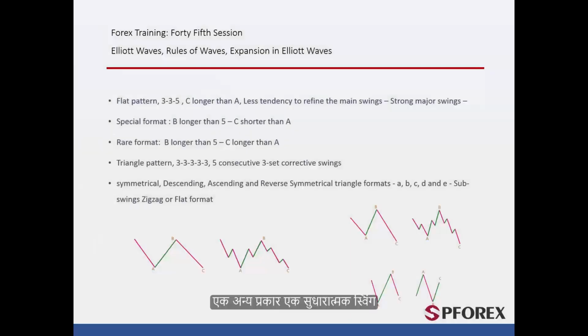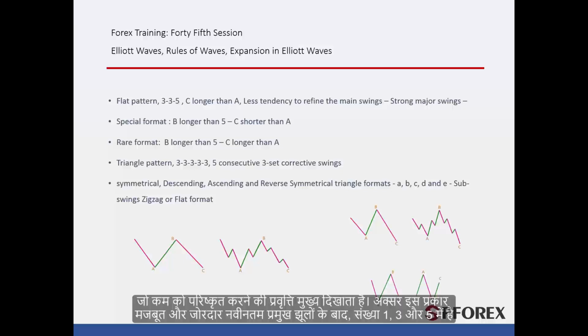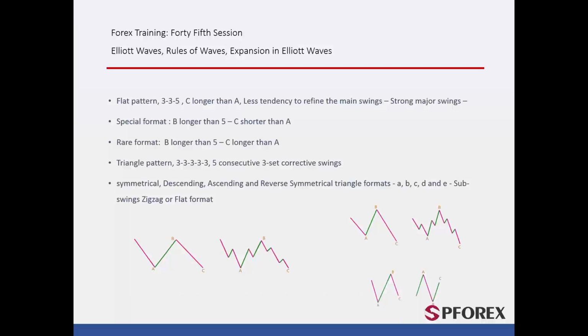Flat is another type of corrective swing. 3-3-5, in which swings are named A, B and C. C has higher price rather than A, which shows less tendency to refine the main swings. Frequently, this type is after strong and vigorous latest major swings, numbers 1, 3 and 5.